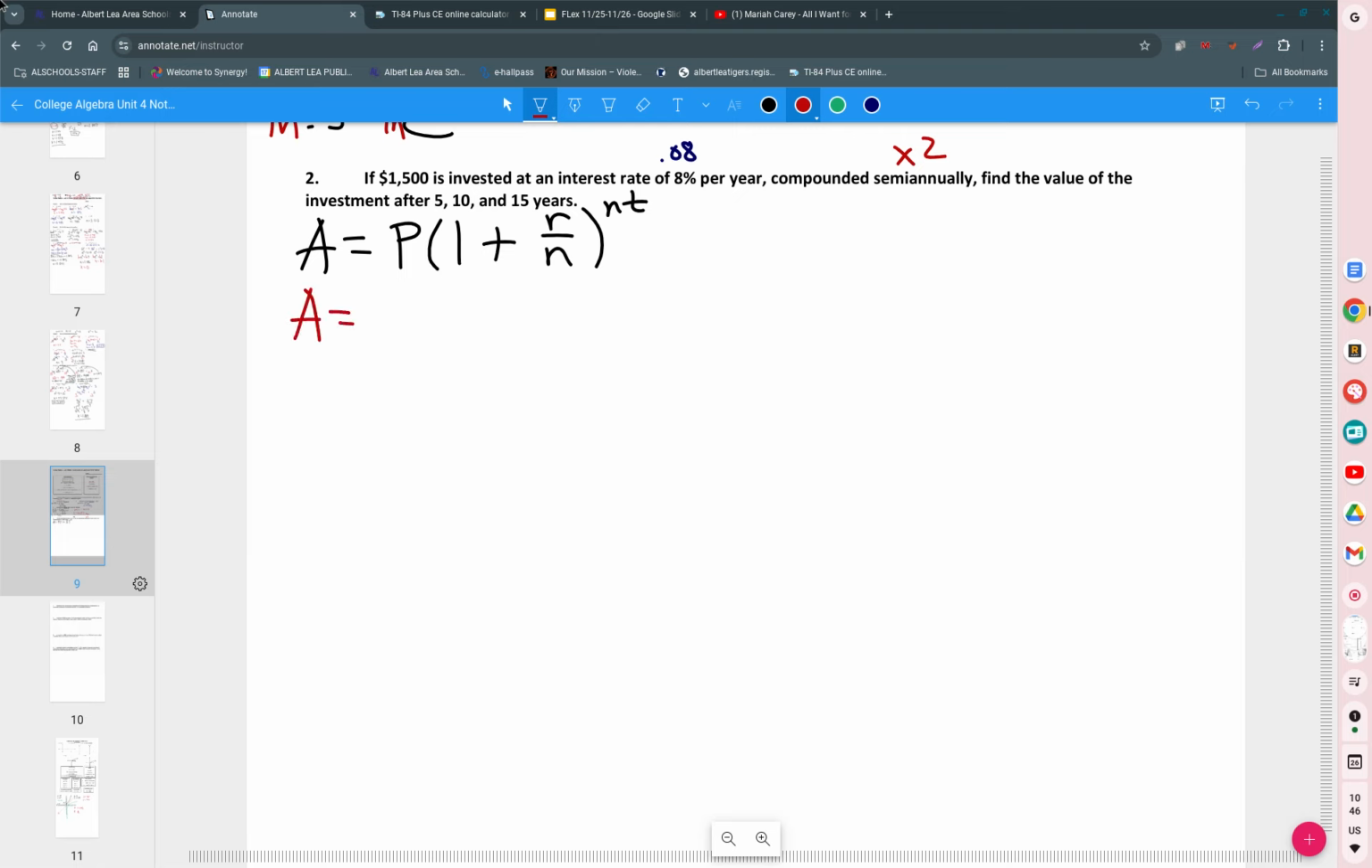The amount is equal to the principal, the initial investment that Kira has, $1,500 spent on clothes, times 1 plus the rate, which is 0.08, divided by n, the number of times it gets compounded each year, which is twice, raised to the number of times it gets compounded times the number of years that it is compounded. So everybody agree that t changes to 5 and to 10 and to 15?